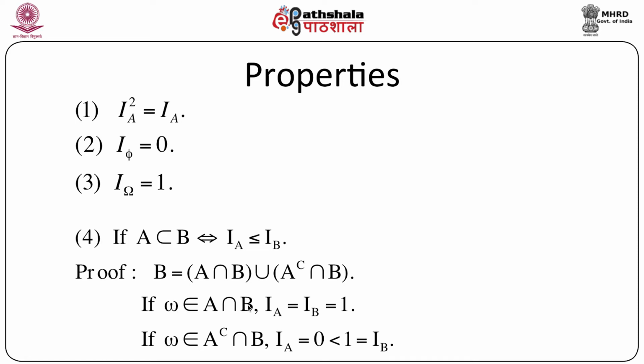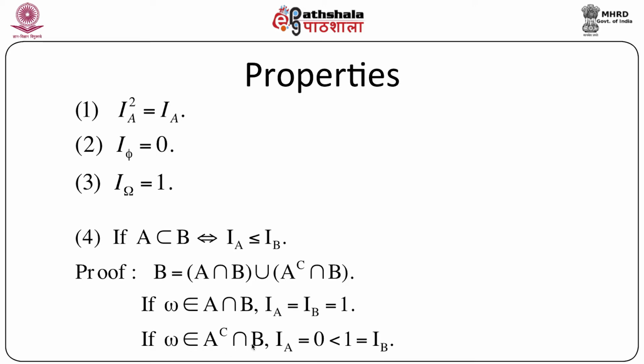Because if omega belongs to A intersection B implies that omega belongs to A, that means IA equals 1, and similarly omega belongs to A intersection B implies omega belongs to B, that means IB equals 1. On the other hand, if omega belongs to A complement intersection B, IA would be 0. Of course IB is 1, but IA would be 0 because omega belongs to A complement.